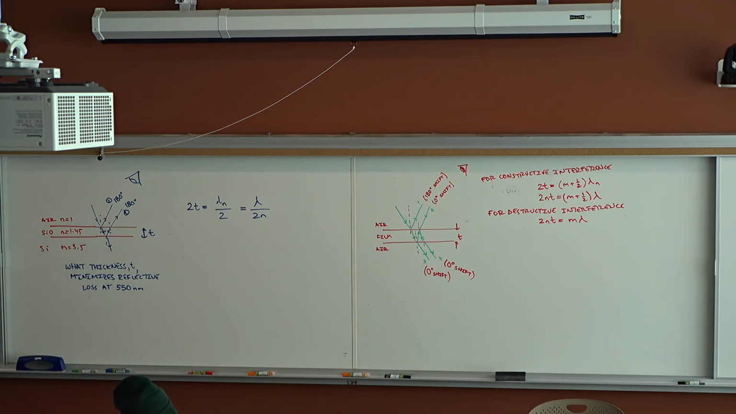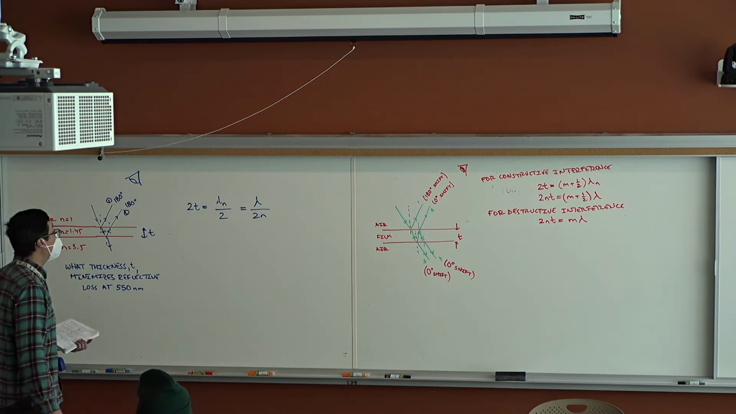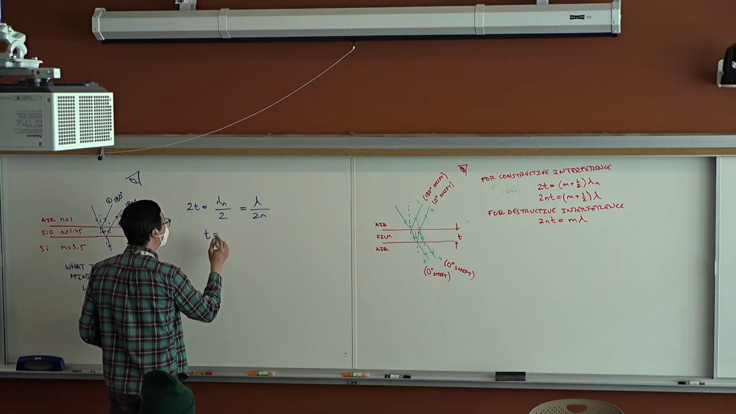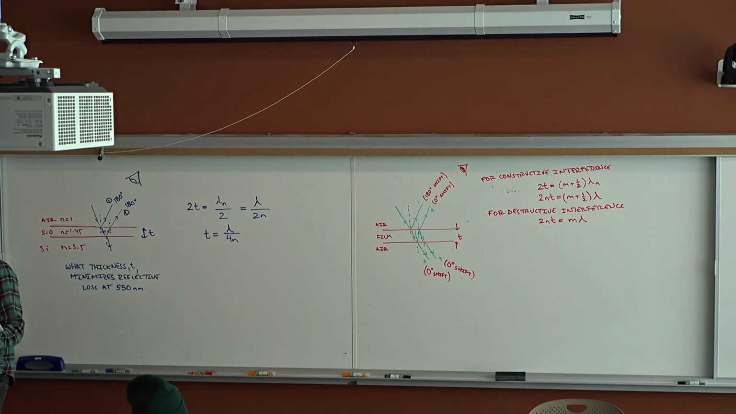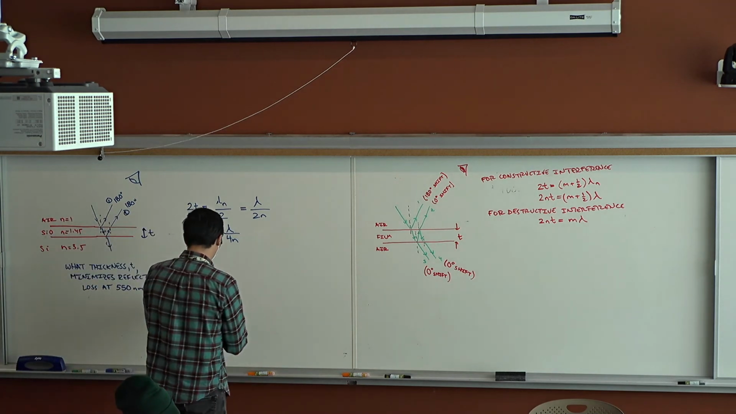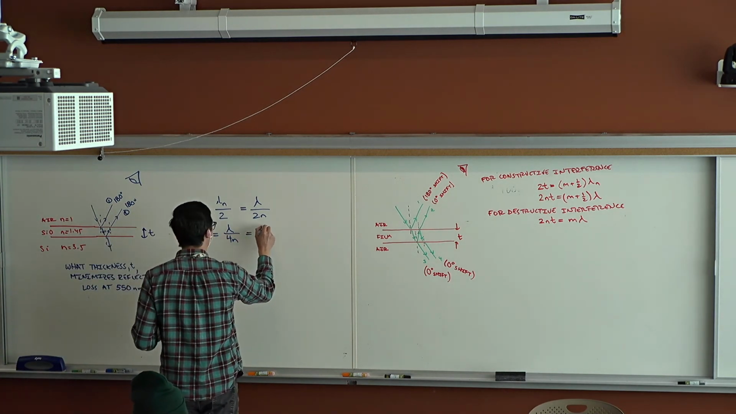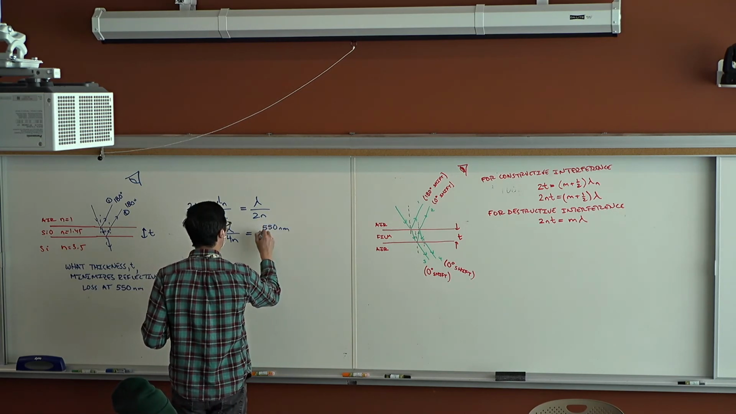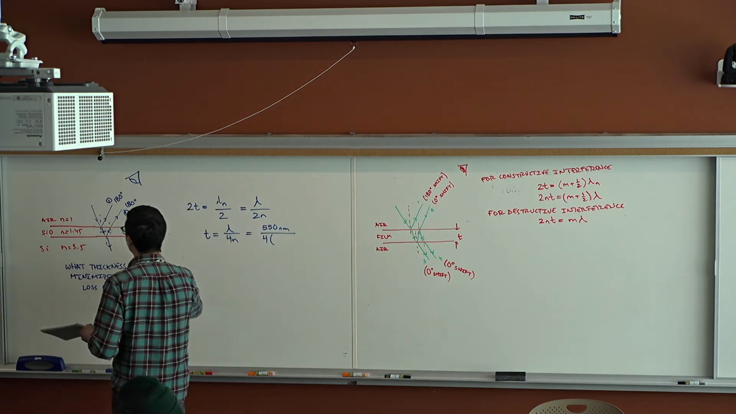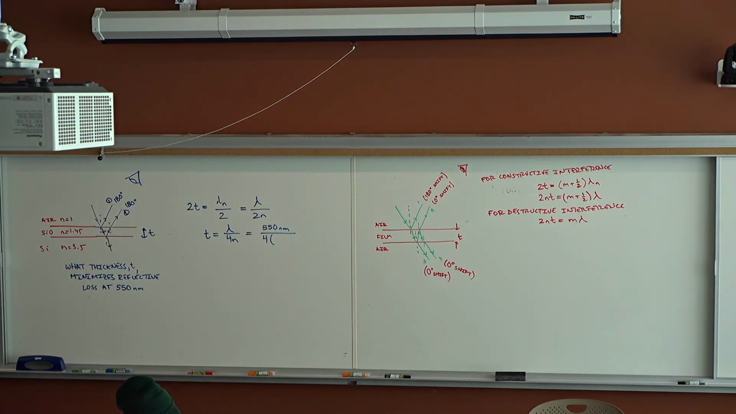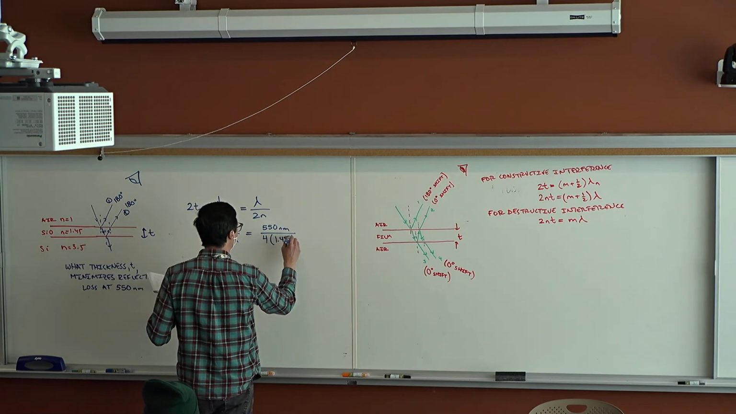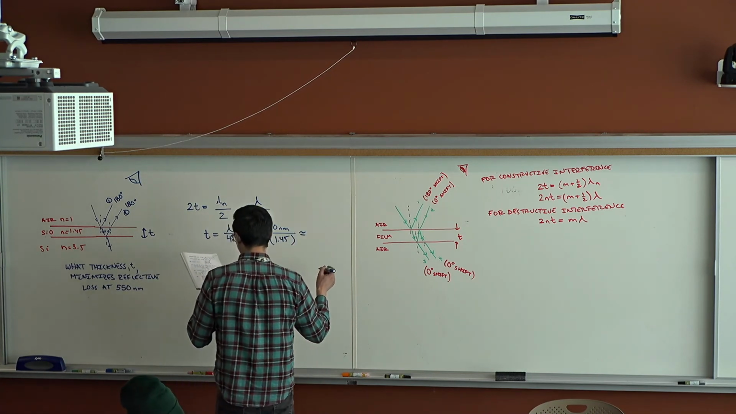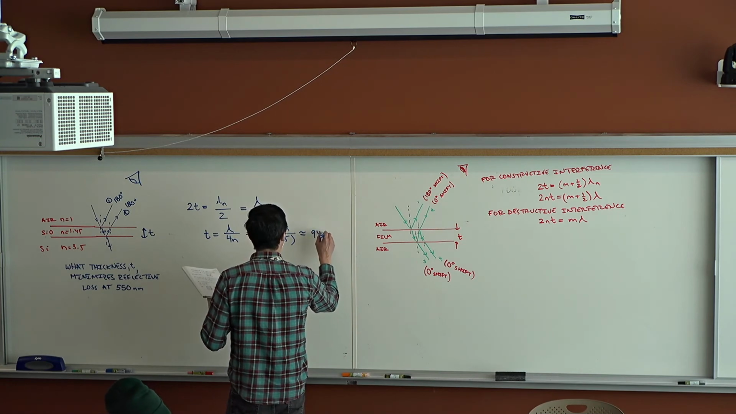I don't know where I put that word, but it's gone now. And so t needs to be lambda over 4n. And so lambda, we said, was 550 nanometers, divided by 4 times, what n is it in when it's traveling that extra distance? Silicon oxide. And so that has an index of 1.45. And so this winds up being about 94.8 nanometers.